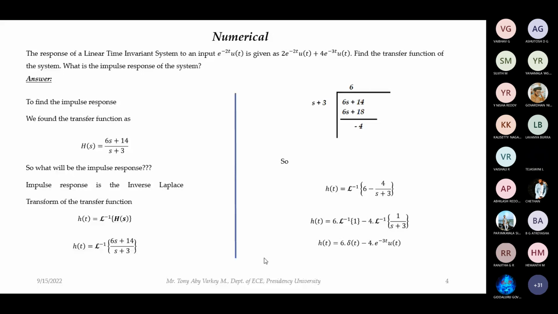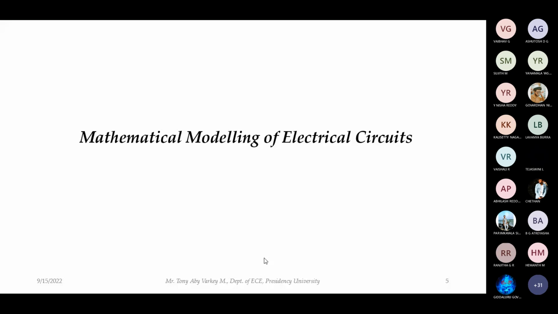Okay. So with this, I will start what is known as mathematical modeling of electrical circuits. In this particular course, we will be dealing with electrical circuits. In mechanical systems, we will be dealing with both translational and rotational motion. So these 3 things we have to cover. First we will start with mathematical modeling of electrical circuits.